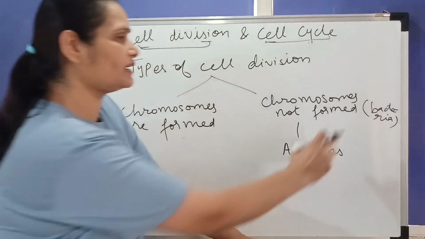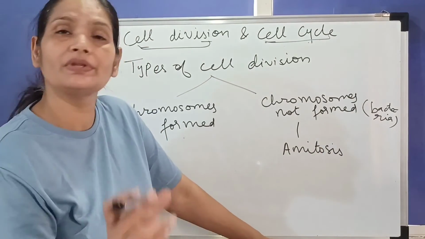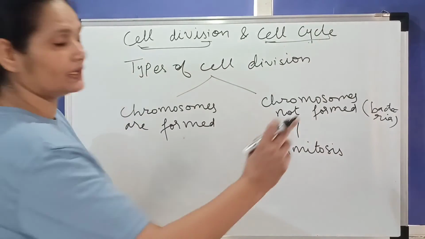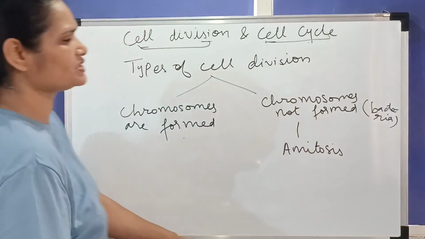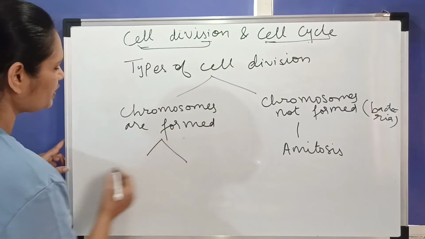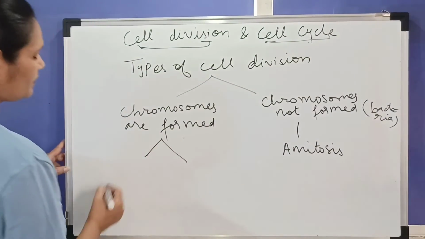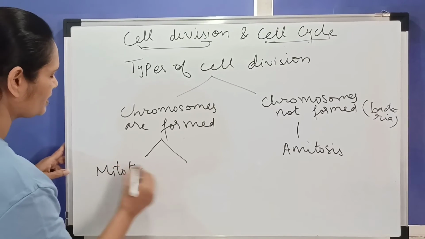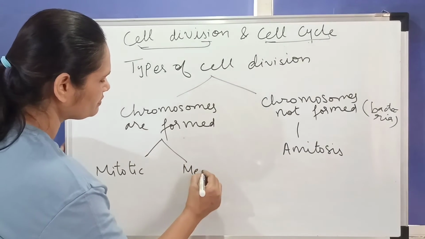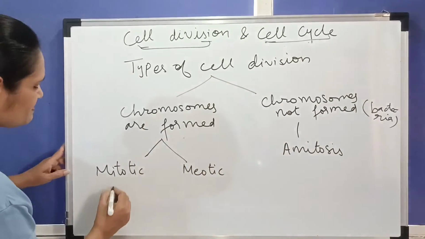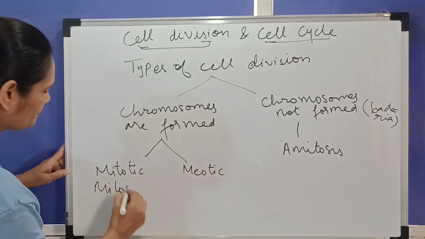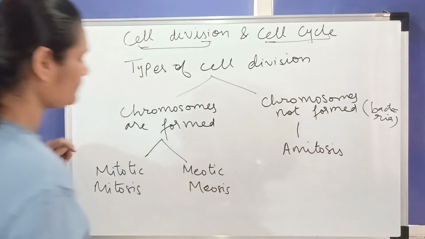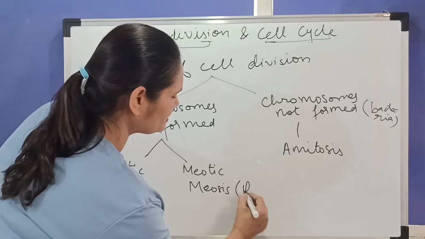We know that bacteria do not contain a membrane-bound nucleus. They contain a nucleoid region in which the DNA is present. So this kind of division is amitosis. However, wherein chromosomes are formed and involved, that is mitotic division, and second is meiotic division, also called mitosis and meiosis.